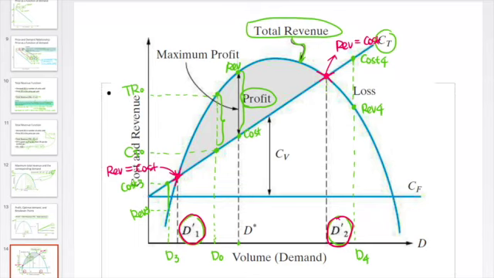And the revenue equals to your cost, that's a phenomenon we call break even.